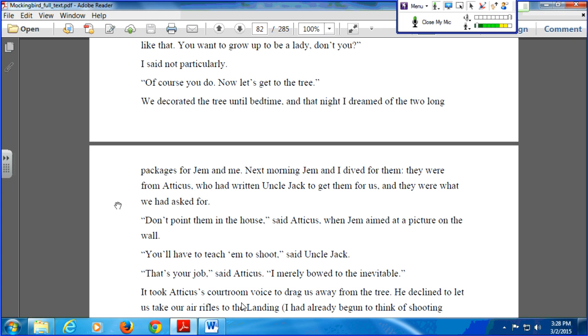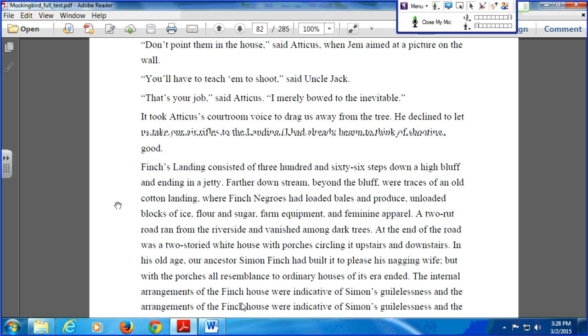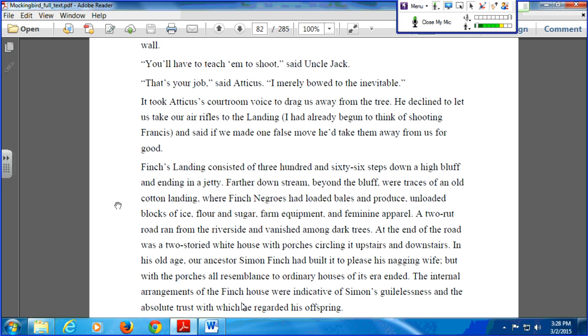It took Atticus's courtroom voice to drag us away from the tree. He declined to let us take our air rifles out to the landing. I had already begun to think of shooting Francis, so if we made one false move, he'd take them away from us for good.